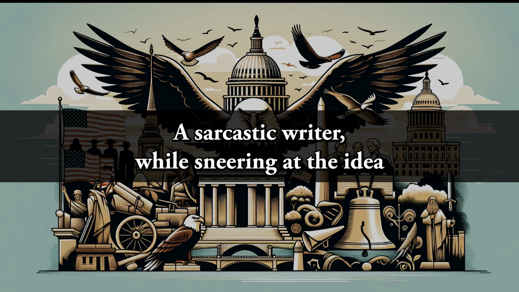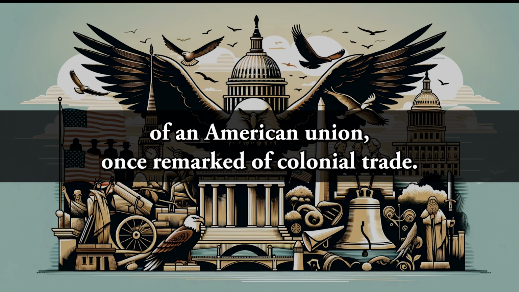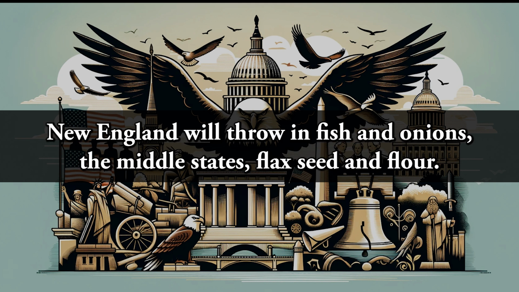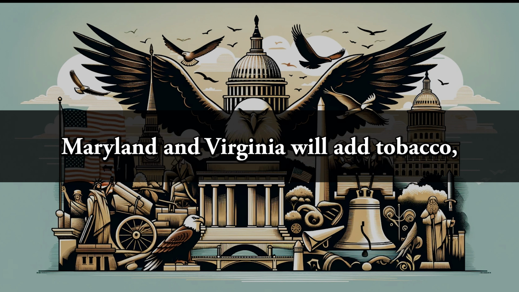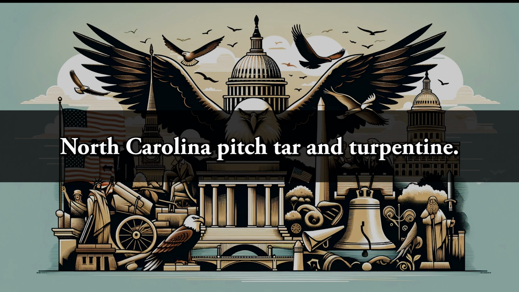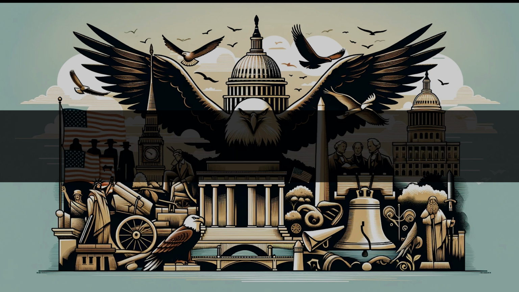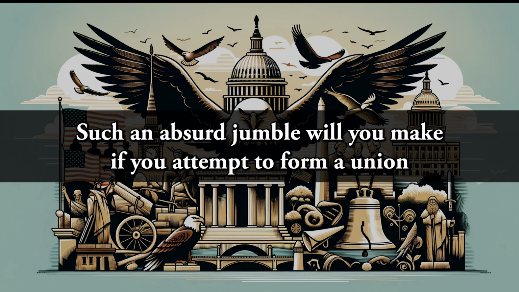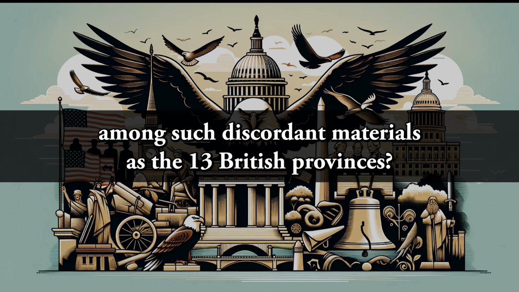A sarcastic writer, while sneering at the idea of an American Union, once remarked of colonial trade, "What sort of dish will you make? New England will throw in fish and onions; the Middle States flaxseed and flour; Maryland and Virginia will add tobacco; North Carolina pitch, tar, and turpentine; South Carolina rice and indigo; and Georgia will sprinkle the whole composition with sawdust. Such an absurd jumble will you make if you attempt to form a union among such discordant materials as the 13 British provinces."